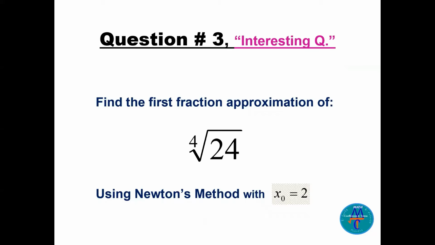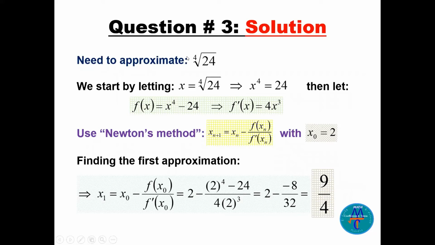This is interesting question. Find the first fraction approximation of 4th root of 24. See, this is not an easy number to find without a calculator. 4th root of 24. We need only the first fraction approximation by Newton's method. Take initial guess 2. So what can we do here? Look at the method. Let x equals this number here, 4th root of 24. Since we have here the index 4, so we can say raise both sides to power 4. So x power 4 will be 24.